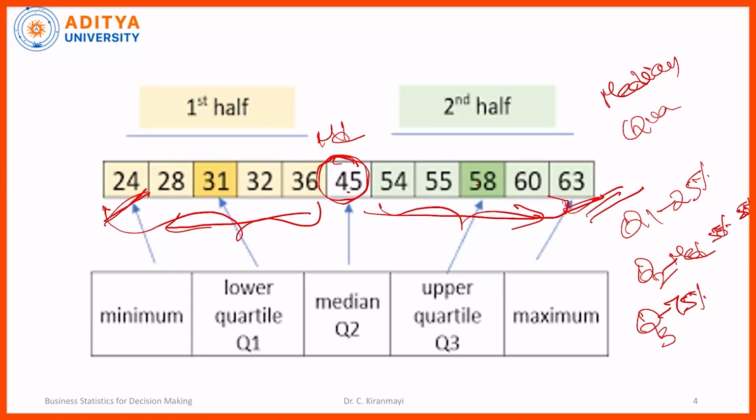So, up to 31 is the first quartile and up to 58 is the third quartile. Quartile 1 covers only the first 25% of the data as one part and 75% of the data as the second part, whereas quartile 3 divides the data with 3/4, that is 75% of the data, as the first part and 25% of the data as the second part. So, this is about quartiles.